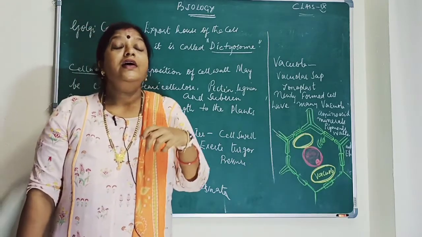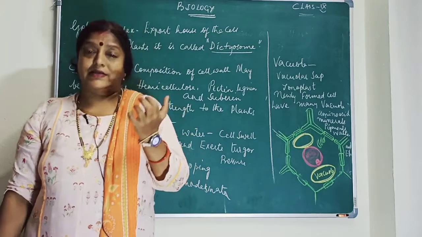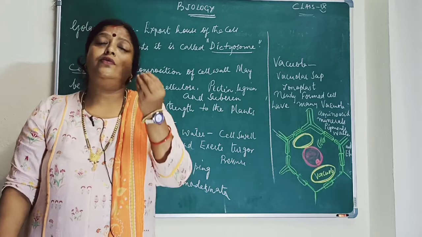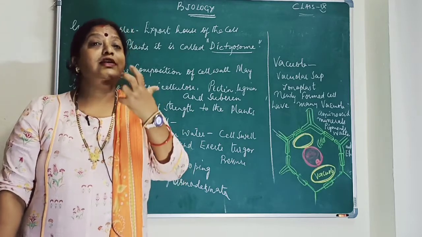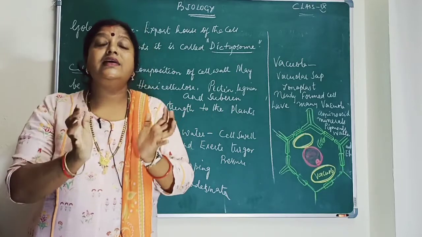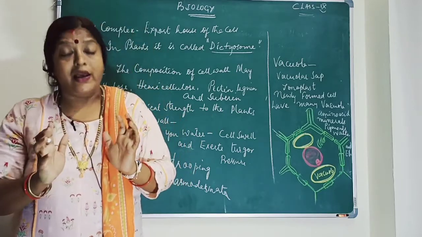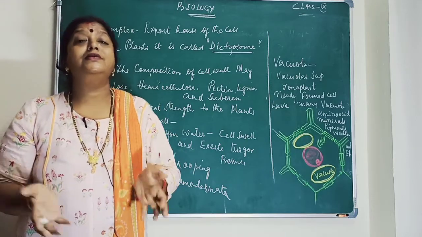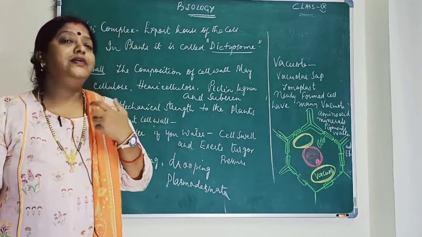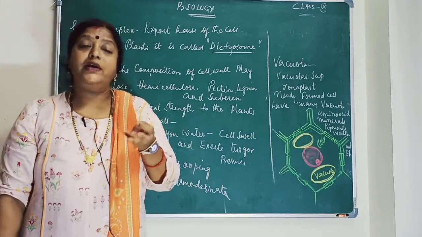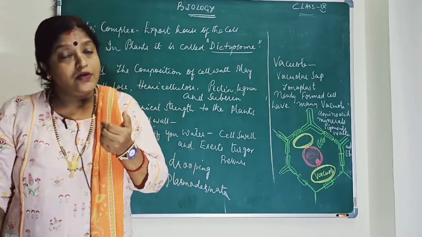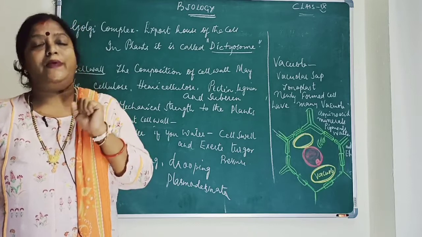In newly formed plant cells, there are so many minute vacuoles. As the cell grows in size, all these vacuoles unite together and a single large vacuole is formed. 55 to 90% of the cell is occupied by vacuoles. Understood, children? This vacuolar sap consists of carbohydrates, amino acids, proteins, minerals, and also waste material. Pigments are also present.